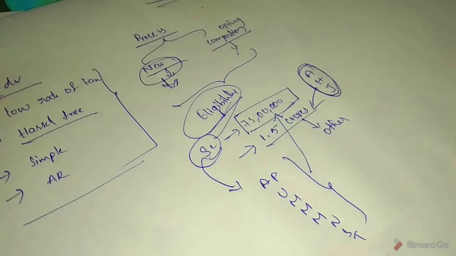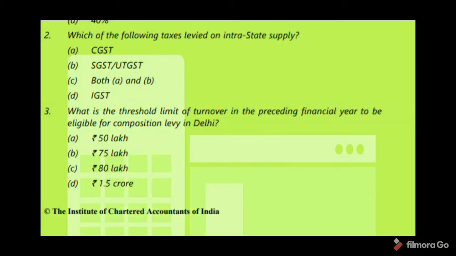And next, MCQ number 3. What is the threshold limit of turnover in the preceding financial year to be eligible for composition levy in Delhi? Delhi is not covered in specified categories. So 1.5 crores is the eligible limit for composition scheme. So option D is correct.